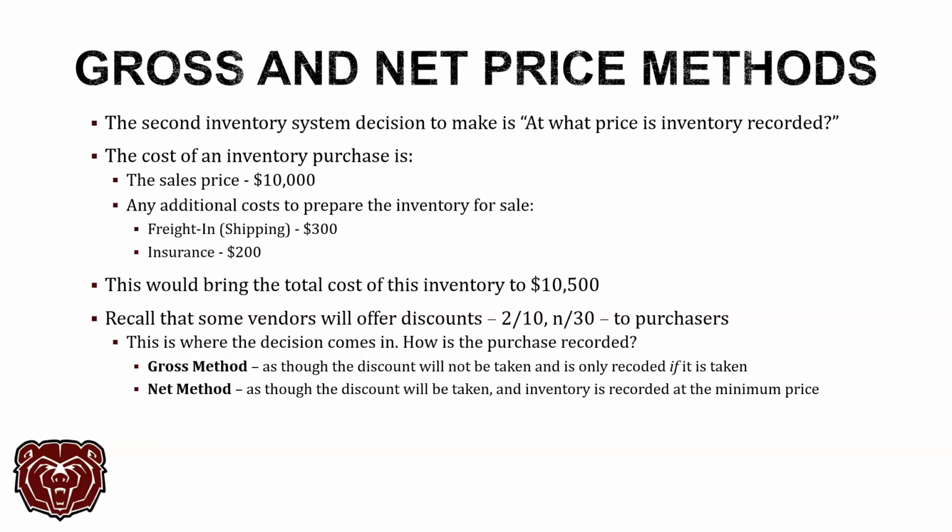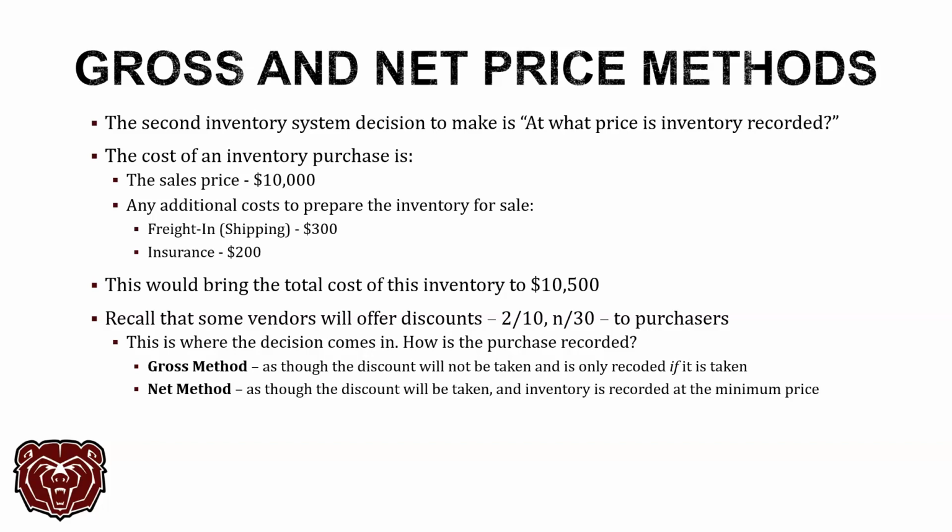Okay, so the cost of an inventory purchase is the sales price, so let's say it's $10,000, plus any additional cost to prepare the inventory for sale. So that would be like freight in, those shipping costs, insurance costs, that kind of thing. So in total, we can see that that inventory actually cost us $10,500, okay? Now, we recall that some vendors will offer us discounts, that 2/10 net 30, right? If you need to review that, that's back in chapter 3, chapters 3 and 4, I believe.